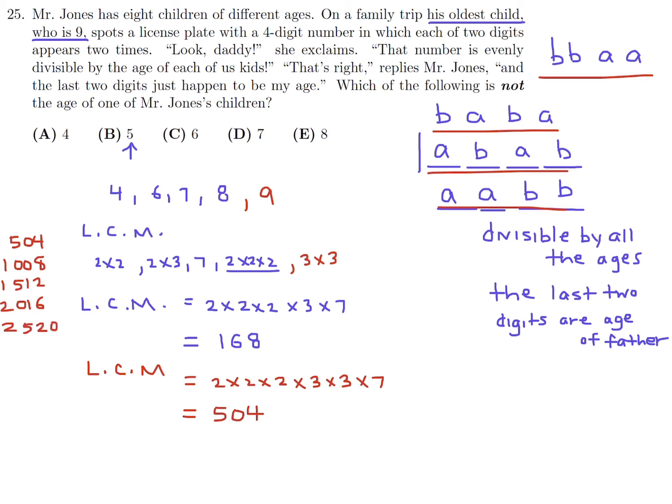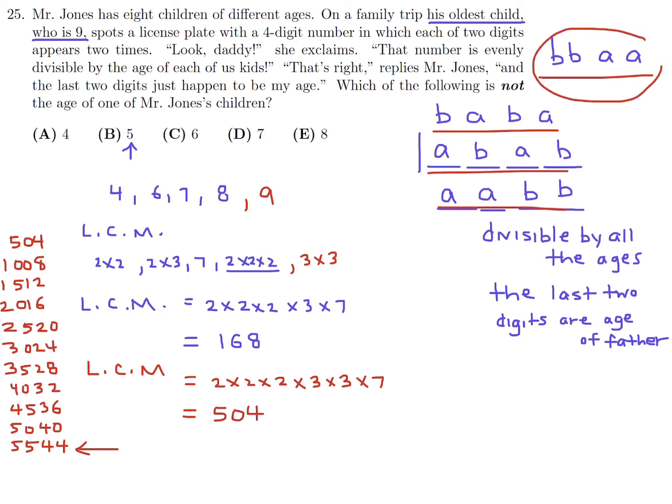2520, 3024, 3528, 4032, 4536, 5040, 5544. There you go, 5544. That is in this form right here.